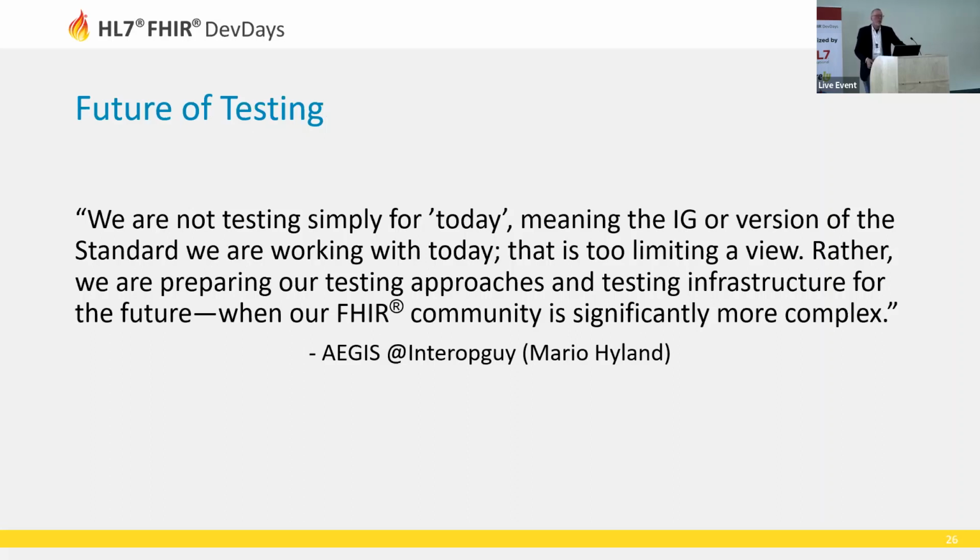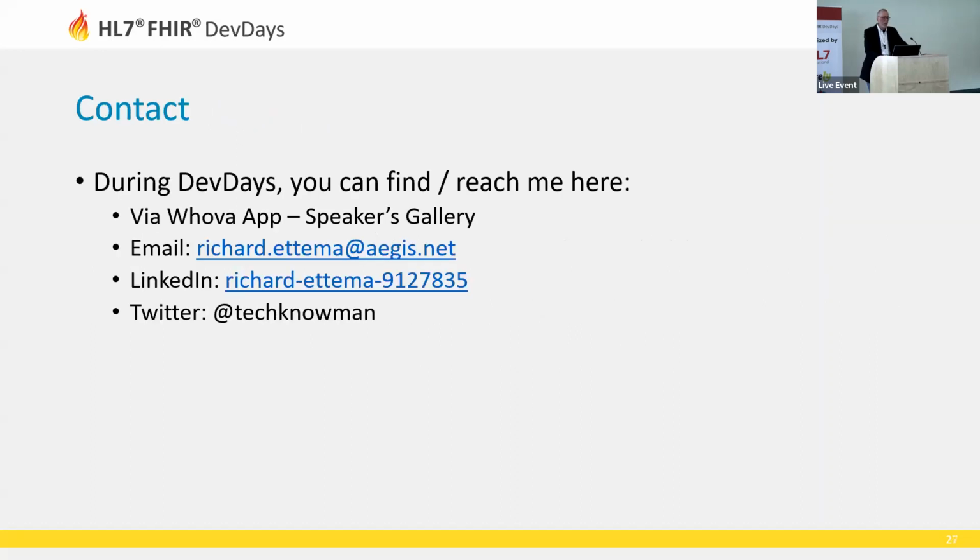We are not testing simply for today, meaning the IG or version of the standard we're working with today. That's too limiting a view. Rather, we're preparing our testing approaches and testing infrastructure for the future, when our FHIR community is significantly more complex. And it is getting more complex every day. How many implementation guides are out there now? Anybody remember what Graham said? 700 something. If you just look at the HL7 registry, there's 165 just there. I mean, 700? Wow. And it's just going to keep growing. So it's something that we really have to address, I think.